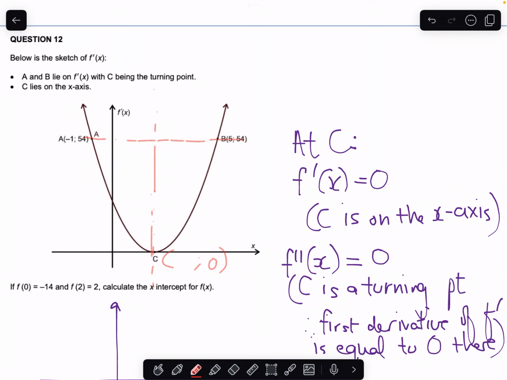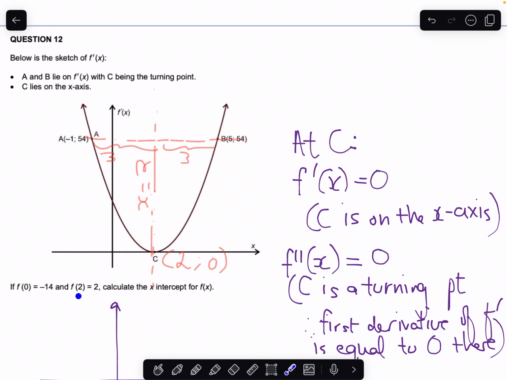So from here to the axis of symmetry is 3 units, and from here to the axis of symmetry is 3 units. So this line over here is the x is equal to 2 line, 3 units away from 5, 3 units away from -1. So the x coordinate of C is 2.